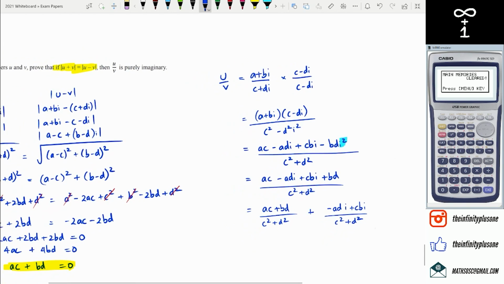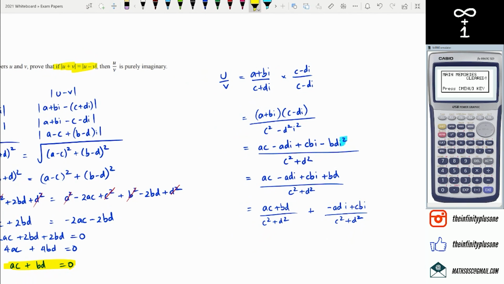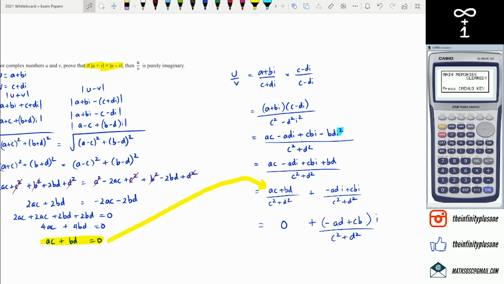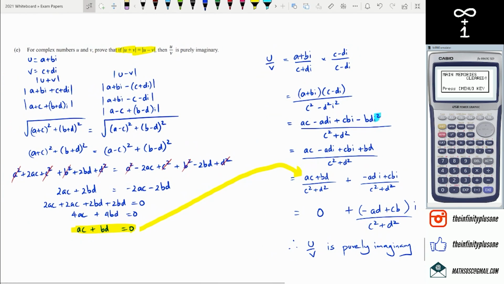And as you guys can see, we actually showed that ac plus bd is equal to 0. And because it's equal to 0, we're going to get 0 plus negative ad plus cb, and that's with the i on the outside, over c squared plus d squared. And at this point, you can actually say, therefore, u over v is purely imaginary. That's pretty much what you need to do for this particular question.